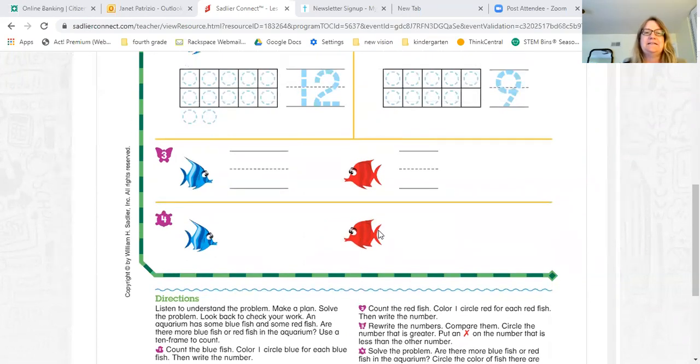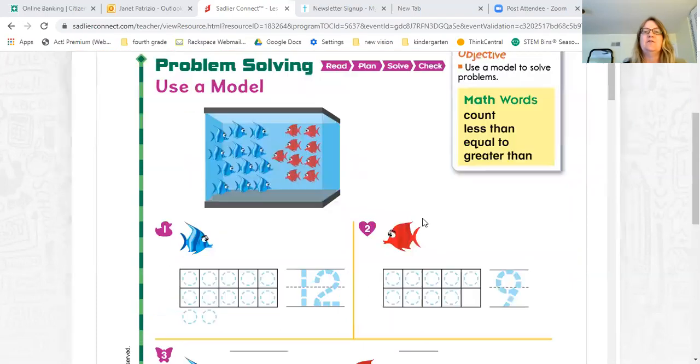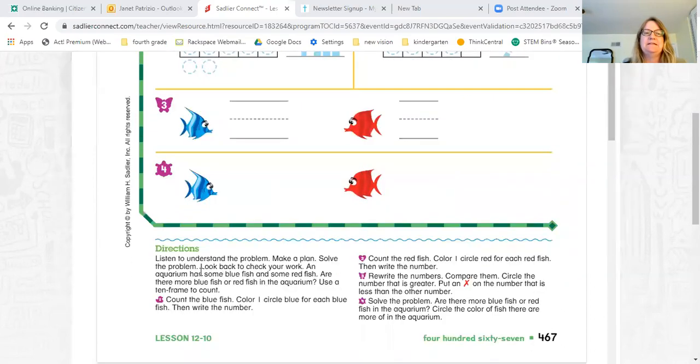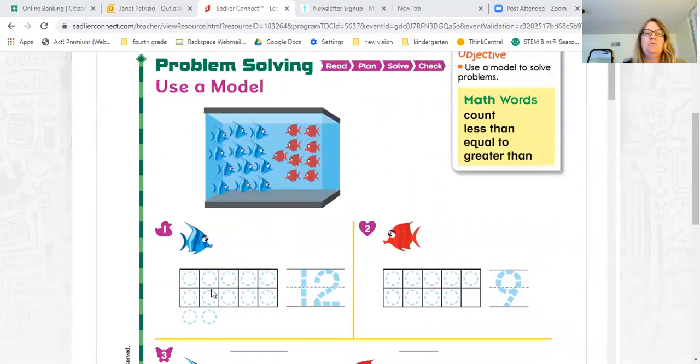Now, in this case, our plan is we are going to use 10 frames to help solve this problem. And the problem is: an aquarium has some blue fish and some red fish. Are there more blue fish or red fish in the aquarium? We will use a 10 frame to solve the problem.